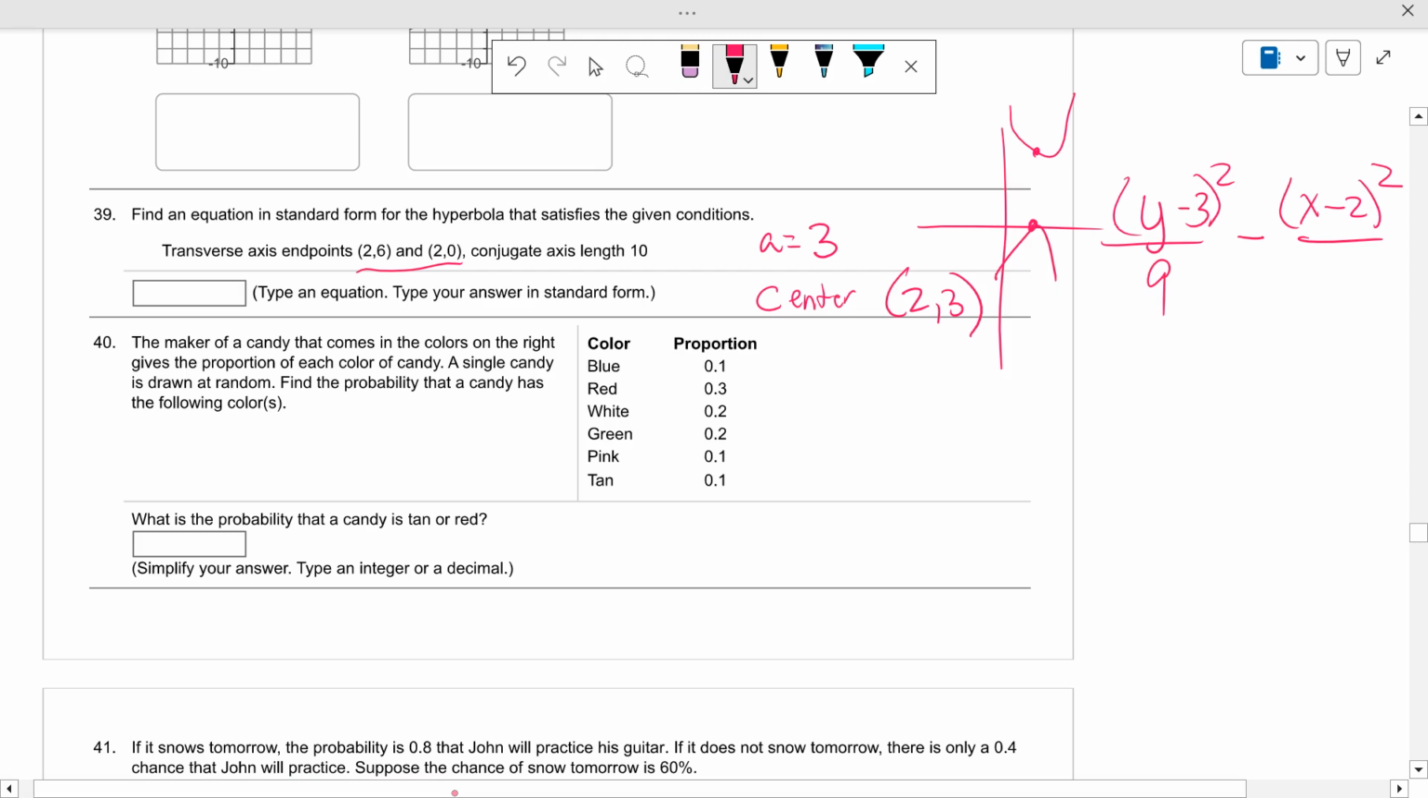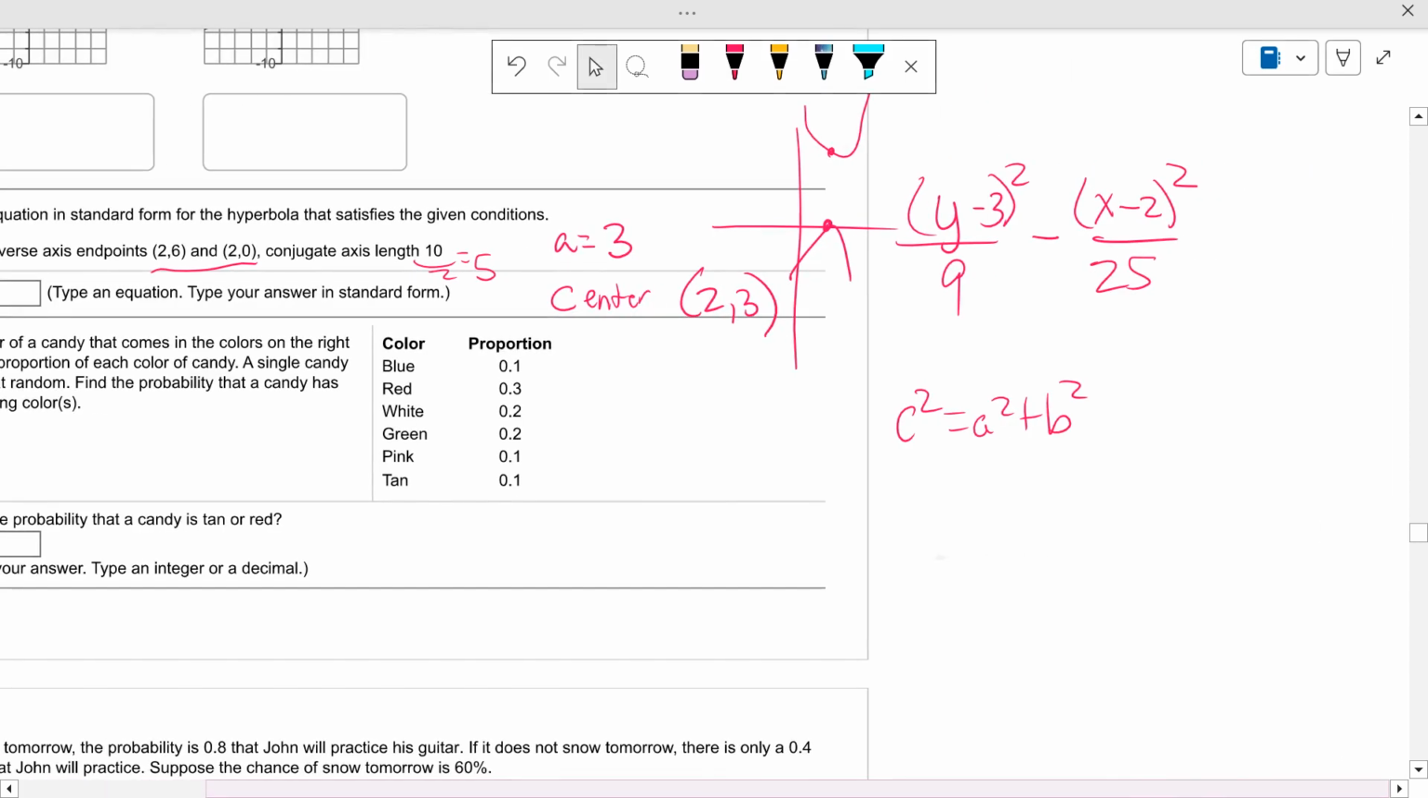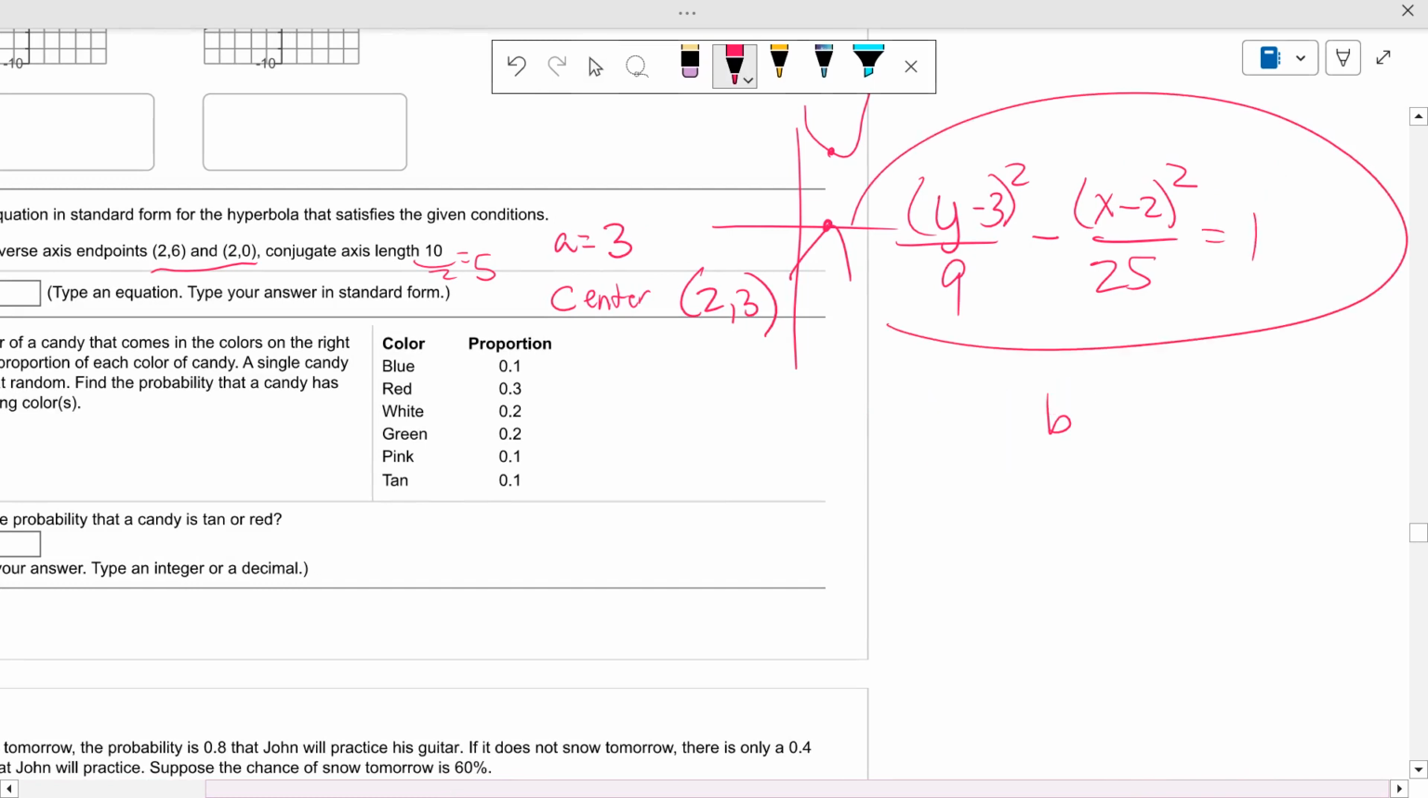9. And c squared equals a squared plus b squared in these, right? In a hyperbola. Is that what's on your note card? C squared equals a squared plus b squared. So, well, I guess we don't even need to know that. This is 10, so if you divide by 2, it is 5. So this would be 25 equals 1. Don't have to worry about the foci there.